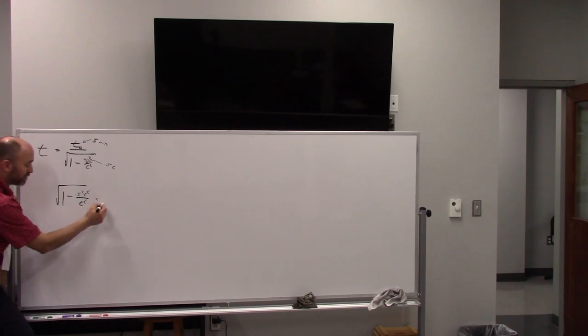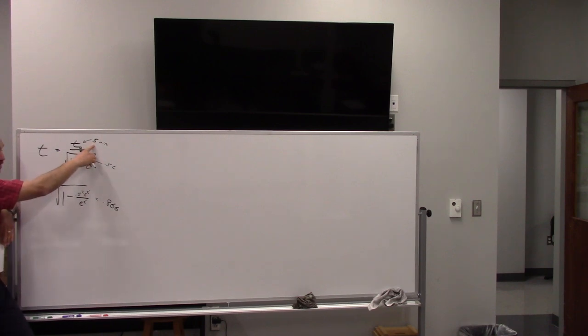What is it, 0.866? Okay, so now, if this is 5 minutes, divide that by 0.866. What is that? I don't know. Is it going to be more or less than 5? It's going to be more. What is it? 5.76.